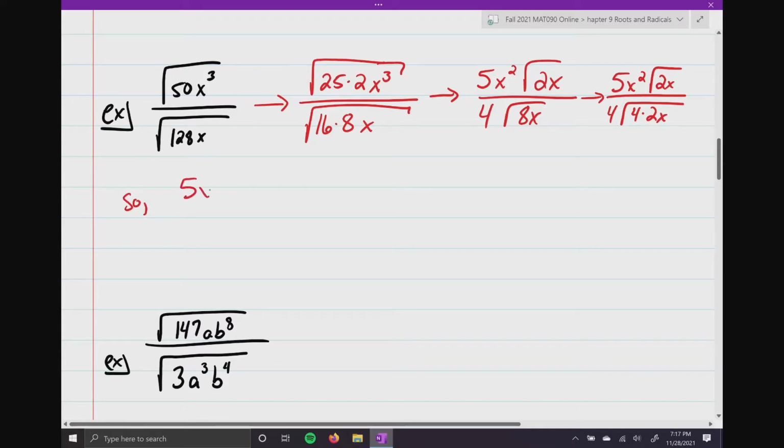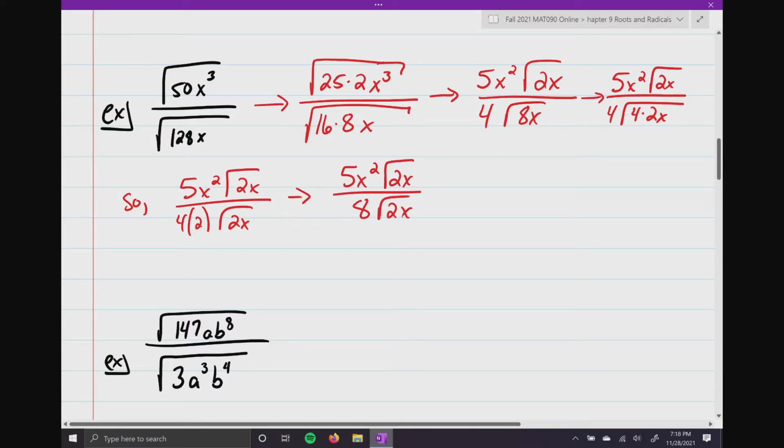So I have 5x to the second times the square root of 2x over 4 times 2 square root of 2x, which is really 5x to the second times the square root of 2x over 8 square root of 2x. And then square root of 2x in the numerator and denominator will reduce to give 5x to the second over 8. Okay?